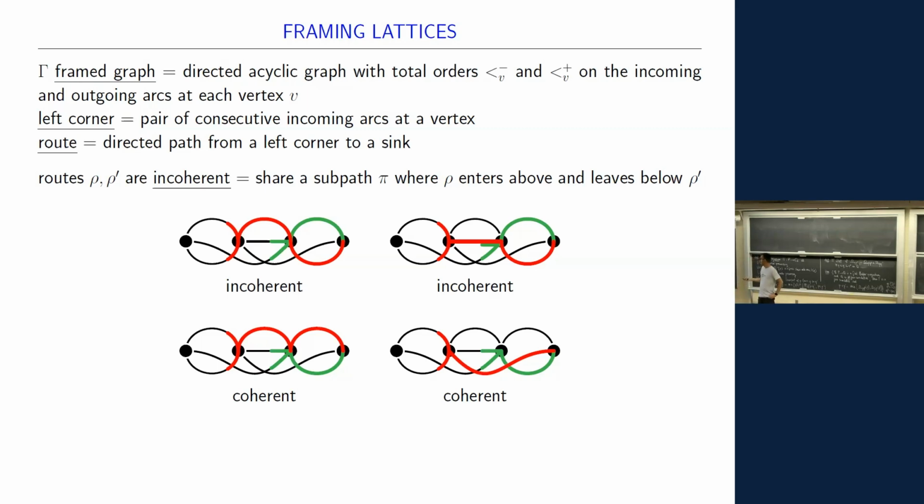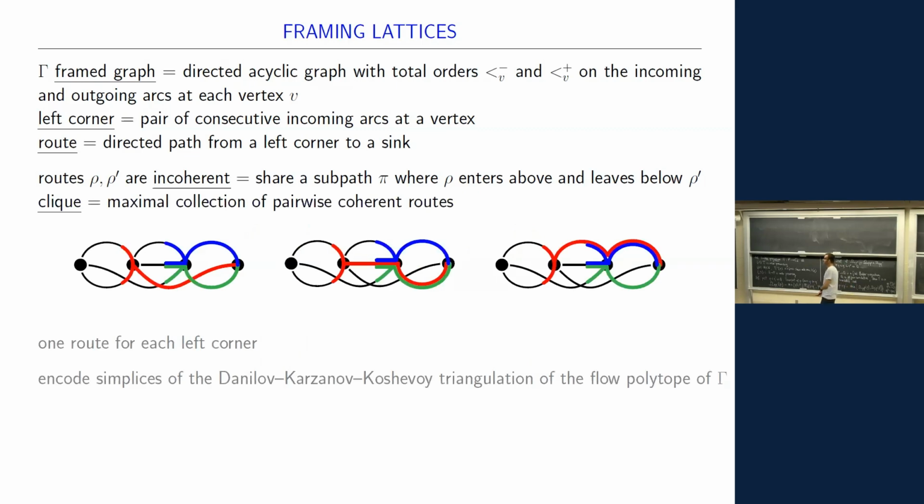And these two are coherent. So for example, here they share something, but they don't cross here. Here maybe it gives the impression that it crossed, but that's just a picture which gives this impression because of my convention of drawing. But they don't share anything, so there's no vertex. Now a clique is a maximal collection of pairwise coherent routes. You will have one route for each left corner. And these objects are studied because they encode simplices in the DKK triangulation of the flow polytope of gamma. We don't need geometry at all, so I just pass on.